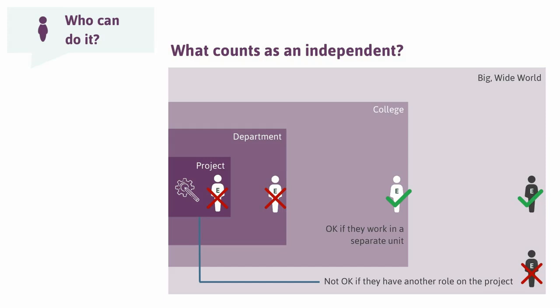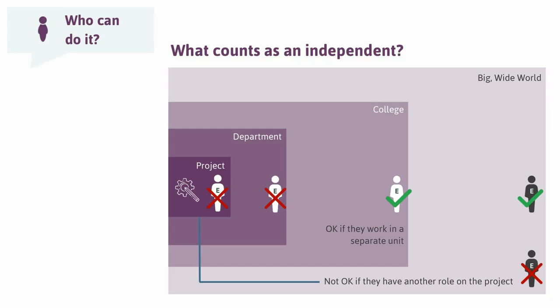So the first question we should tackle is what counts as independent? What does that really mean? Well, according to the ATE program solicitation, the evaluator may be employed by a project's home institution as long as they work in a separate unit, like a different academic department or a different institutional research office. And an evaluator from the outside of your institution and your project has the highest level of independence.